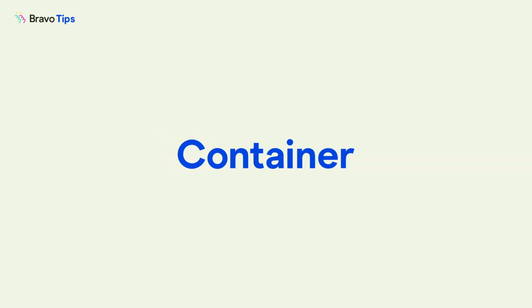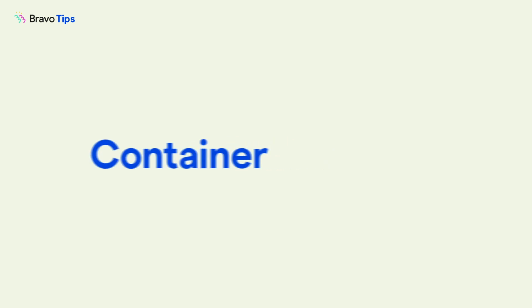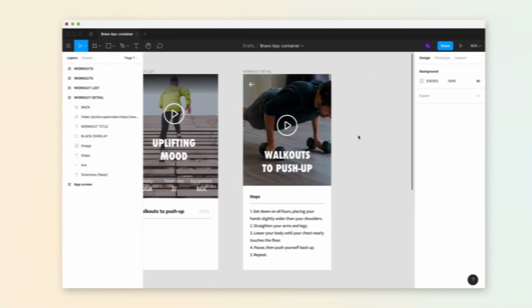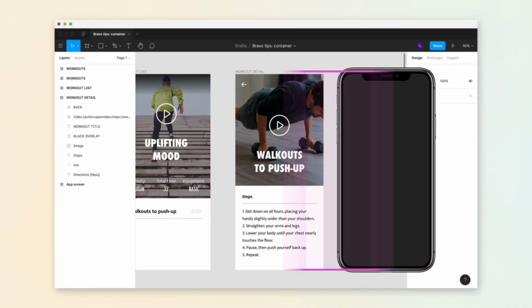Containers are the foundation of how Bravo transformed your Figma app design into a native app. They are frames that you add in your Figma file. It's a middle layer between the app screen frame and the UI elements. The most basic setup is to create a container frame that's the same size as your app screen frame.